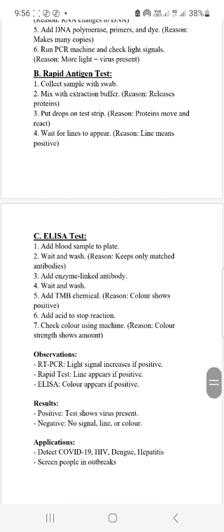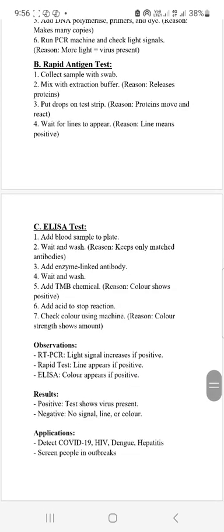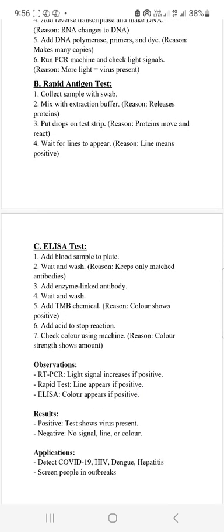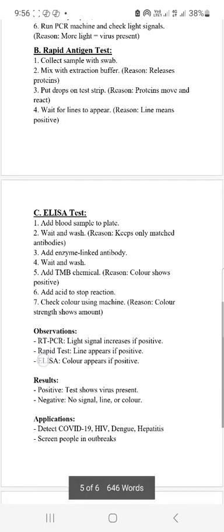ELISA test. You have to add the blood sample to the plate, wait for a while, and then wash it. It keeps only matched antibodies. Then you have to add enzyme-linked antibody, wait and wash. Then you have to add TMB chemical. If the color shows positive, add acid to stop the reaction. Check color using the machine. Color strength shows how much amount of virus is present.